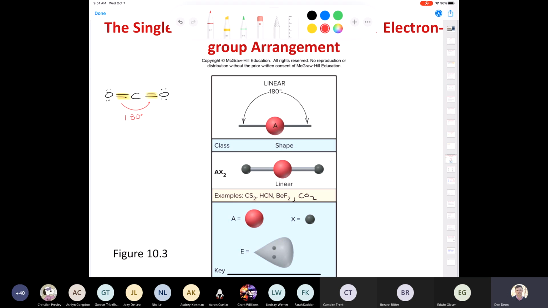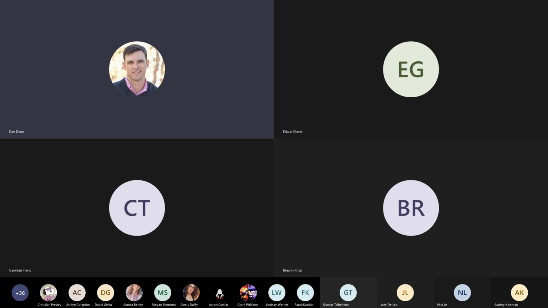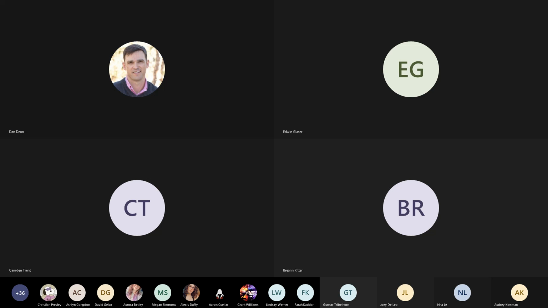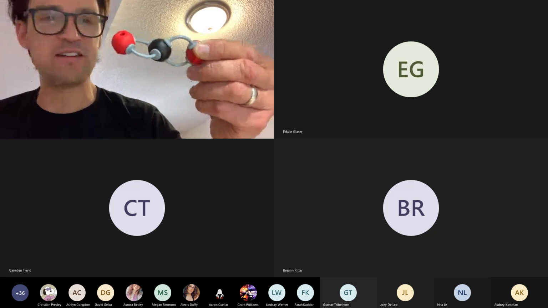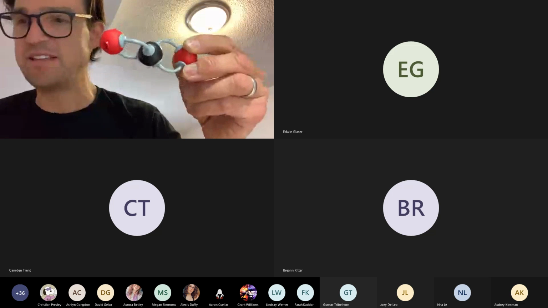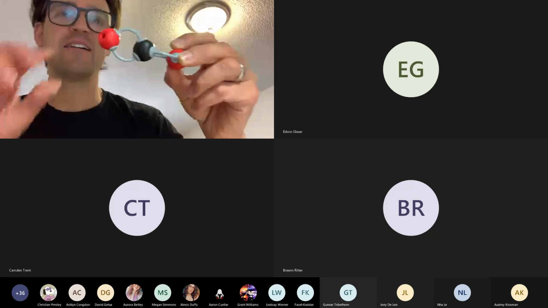Let me show you what the model of CO2 looks like from my model kit quickly. You're going to like this. Okay, where's my camera? You guys see my model? So this is CO2, the 2 double bonds. And you see how I had to bend these plastic pieces to get it like that? Okay, you can see it.